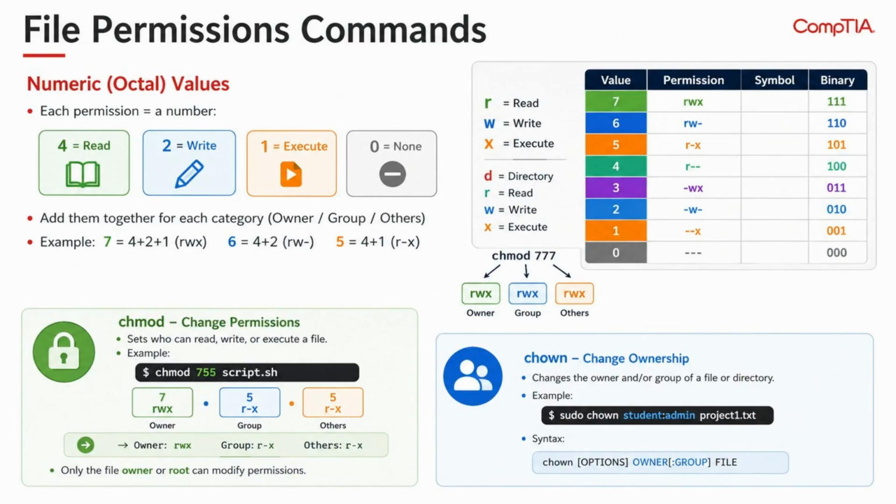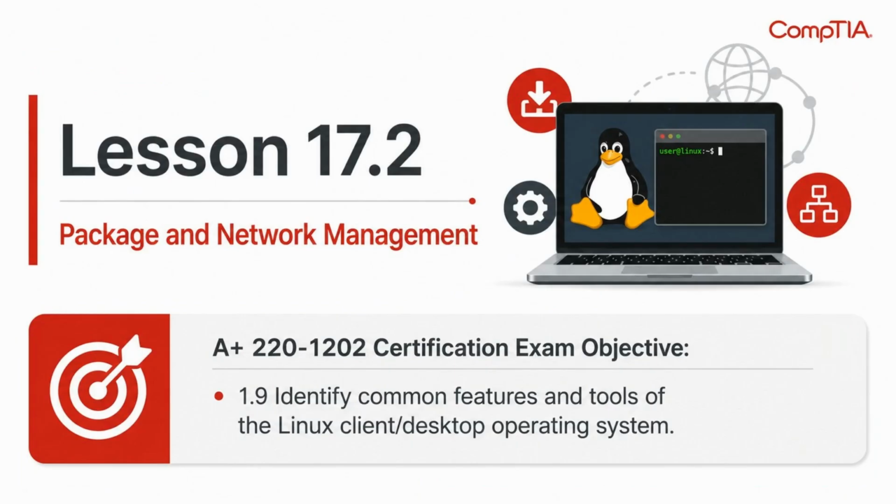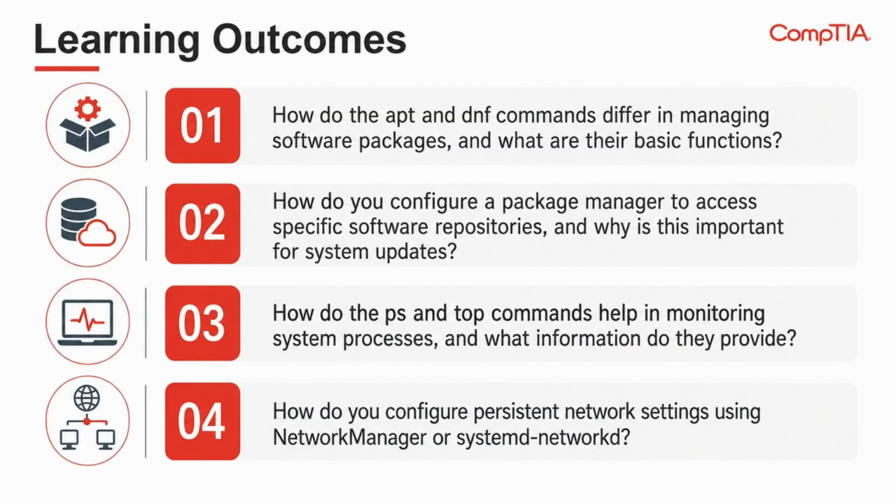options owner:group file. Welcome to lesson 17.2, where we focus on package and network management. This lesson directly supports the CompTIA A+ 220-1202 Certification Objective 1.9, which tasks you with identifying common features and tools of the Linux client and desktop operating system. By the end of this video, you will be able to distinguish between APT and DNF for package management, configure software repositories, monitor system processes using ps and top, and set up persistent network configurations.